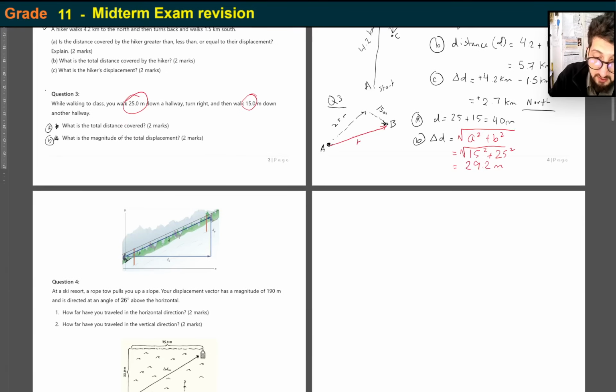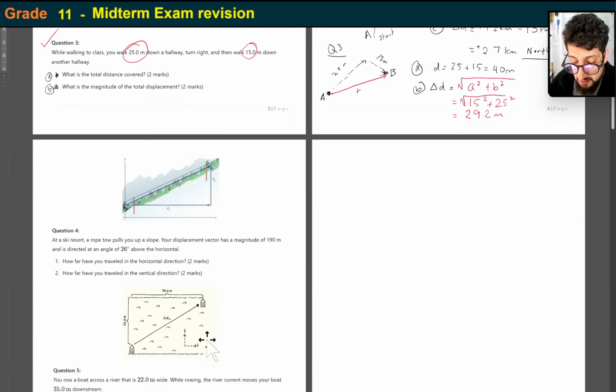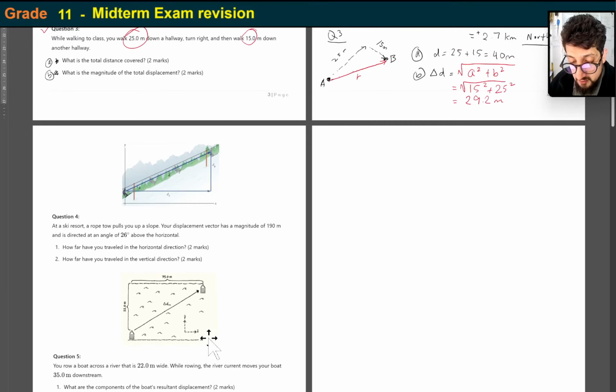Okay, so that one's solved. Let's go to question 4. Okay, so question 4 says at a ski resort, a rope tow pulls you up a slope. Your displacement vector has a magnitude of 190. So this is going to be 190. Okay, from here to here, it's going to be 190 meters. And is directed at an angle of 26 degrees. Oh, sorry, not Celsius, 26 degrees, because we're not talking about temperature. Above the horizontal. How far have you traveled in the horizontal direction?